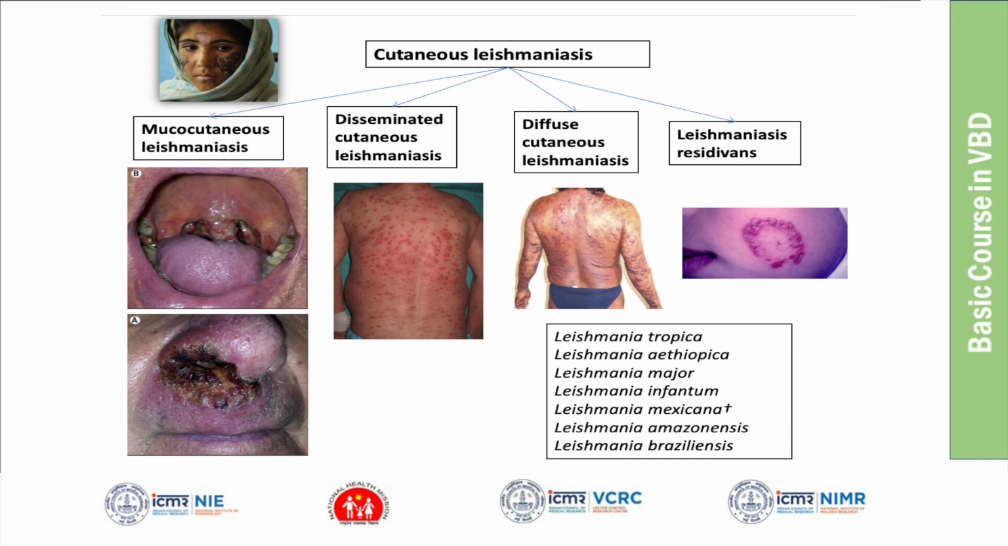In the second type, disseminated cutaneous leishmaniasis, the leishmanial ulcers, wounds, and papules will be spread to the entire body.